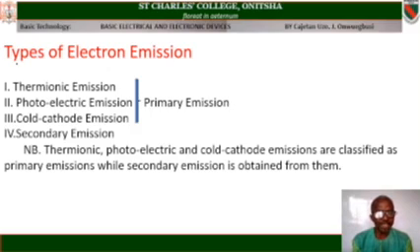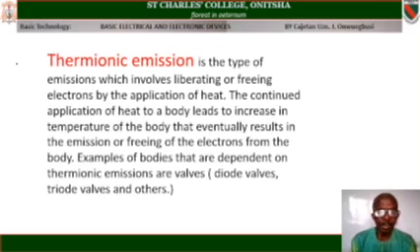The first 3, thermionic emission, photoelectric emission, and cold cathode emission, are grouped. They belong to the group called primary emission. Then the secondary emission is obtained from the 3 primary emissions. We define them.